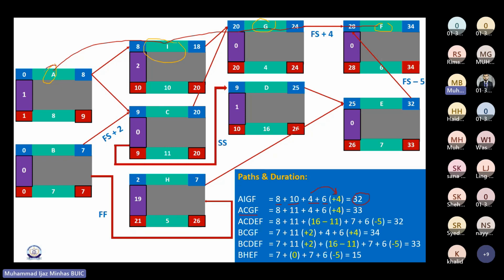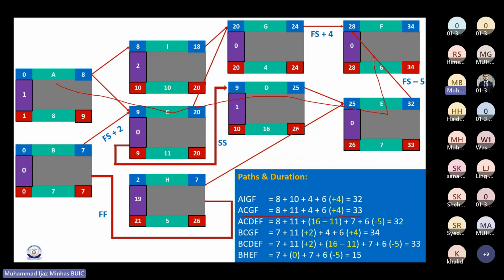That means A, then C, then G, again on the top, and then F, correct? So for this, 8 plus 11 plus 4 plus 6, and again at this point there's a lag of 4 days. So we are adding 4 into this. Everybody's clear? Yes, sir. Okay, the next path is A, C, then D, then E, and then F, right?